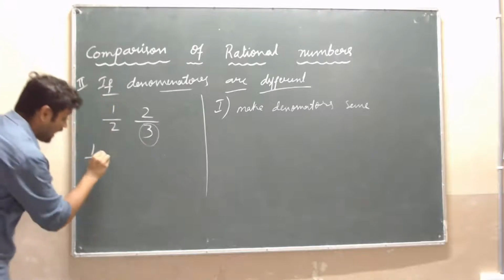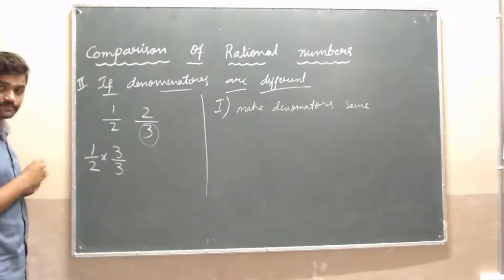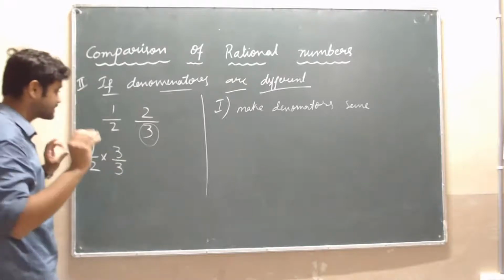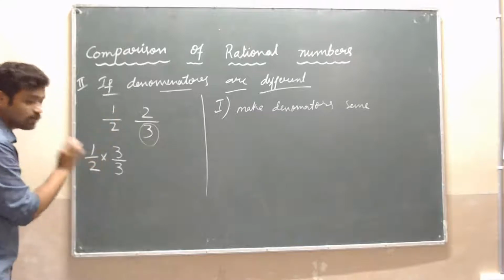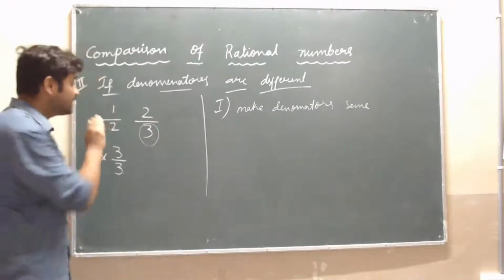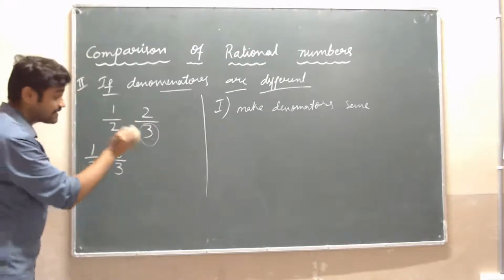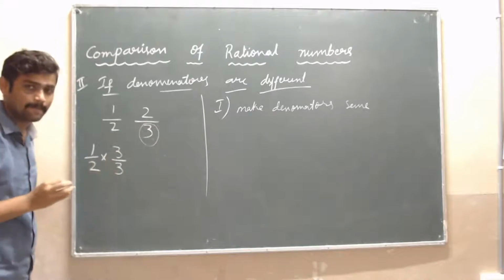Okay, 3. I will do that is one thing, that is multiplying 3 and dividing 3. Sir, nothing sir. See here. First number, that is 1 by 2, I have written here. Then I am multiplying and dividing by the other number, that is 3. 3 is multiplied and 3 is divided.